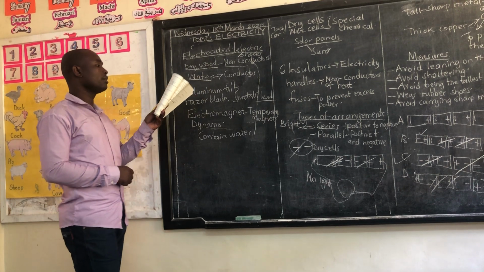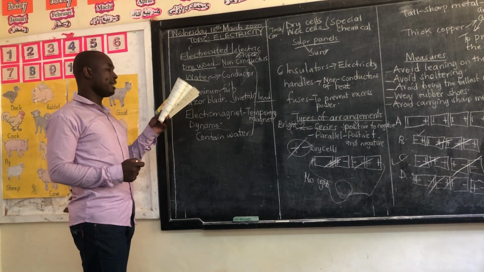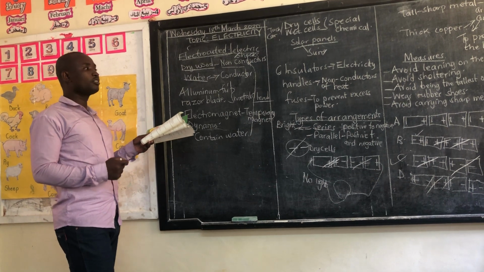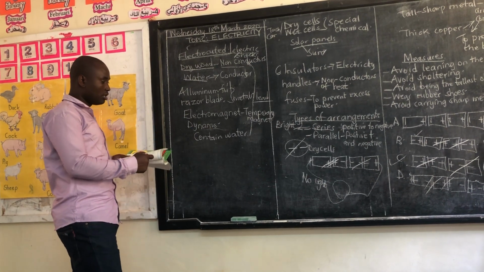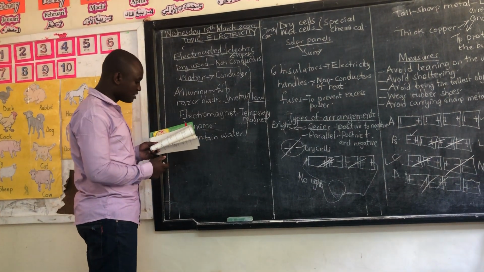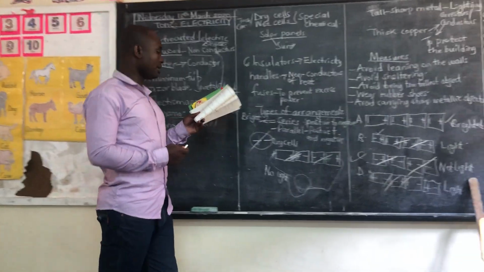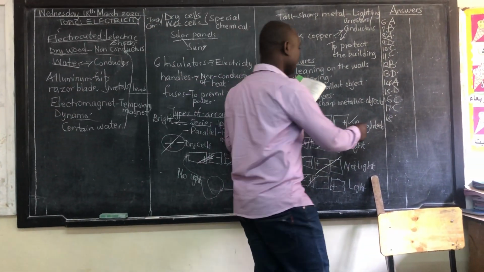A is wrong, B is wrong. We have remained with the 2 choices, C and D. Torch is not. Torch is just used to convert. So the correct answer becomes dry cell and geothermal generator. Dry cell and geothermal generator.